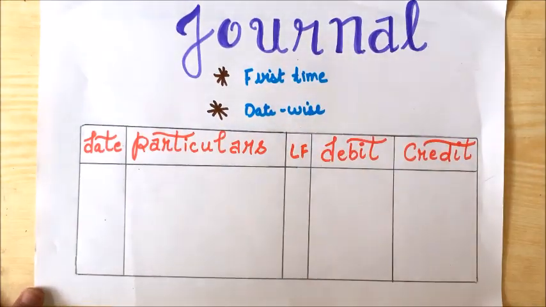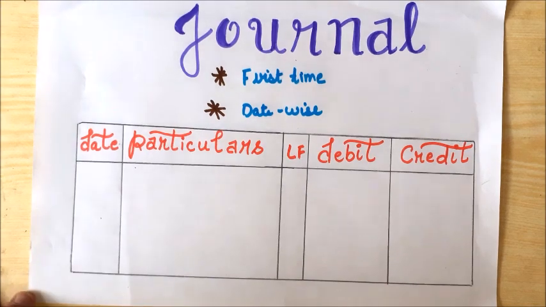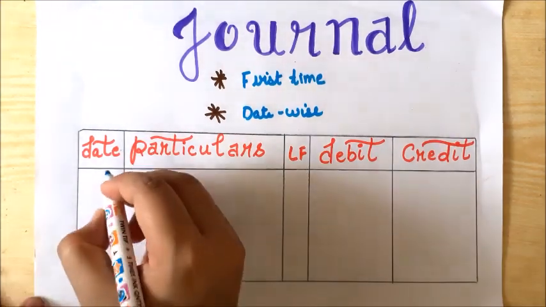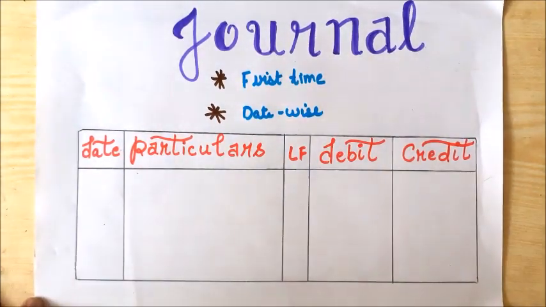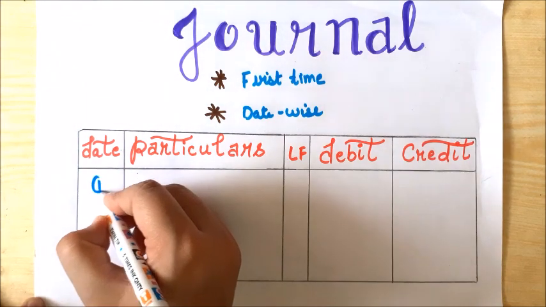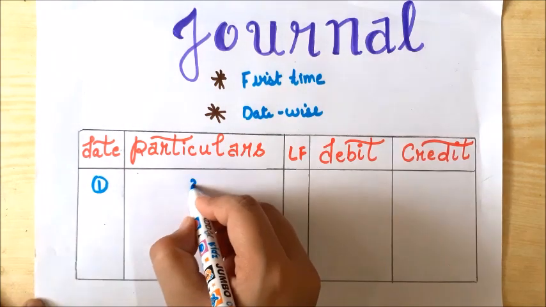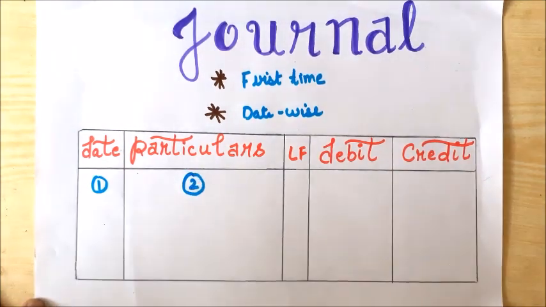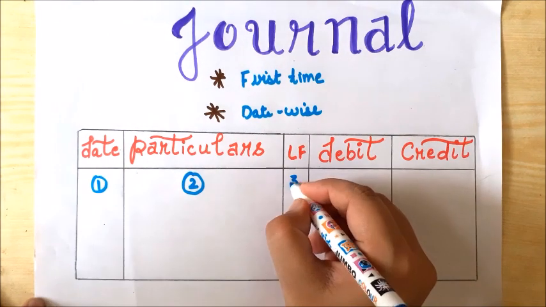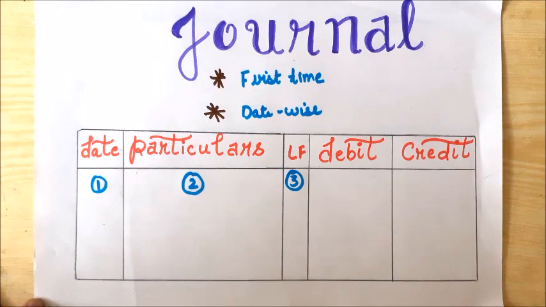So here is the format of journal. In journal we have basically 5 columns: date, particulars, ledger folio, debit side and the credit side. Let's discuss these one by one. The first column is the date column, in which you will record the date of transaction. The second column is the column of particulars, where you will write the description of the accounts that need to be debited and credited. The third is the ledger folio.